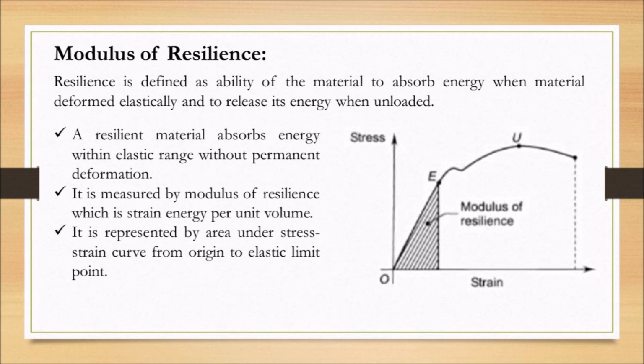Next property is resilience or modulus of resilience. It is defined as the ability of the material to absorb energy when the material is deformed elastically and to release the energy when it is unloaded. A resilient material absorbs energy within the elastic limit without permanent deformation. Resilience is measured by the parameter modulus of resilience. From the stress strain curve, it is calculated as the area under the stress strain curve from origin to elastic limit as shown in the image.